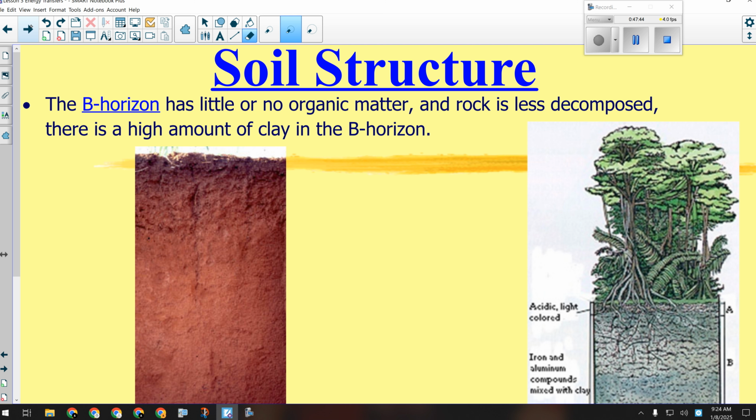The B horizon has little or no organic material. It is mostly clay. You are going to find tree roots and things like that going down far enough to get to the B horizon, sometimes even to the parent material, to the C horizon. But there's not a lot of biological activity going on in these layers because there's not nearly as much oxygen. So the B horizon, made mostly of clay, is not an important biological part.